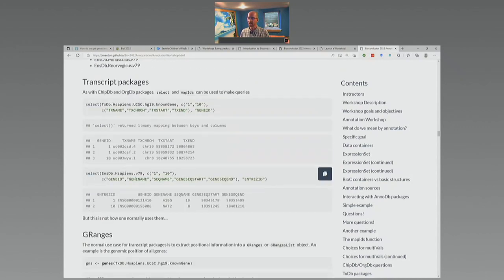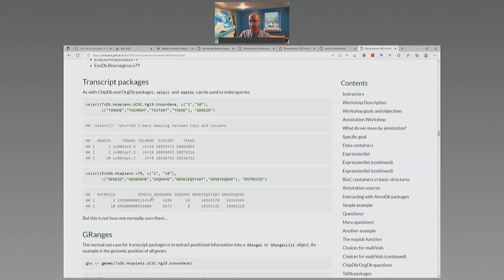So these things work very similar to how the OrgDB and the ChipDB packages work, in that you can use select on them, and you can use mapIDs on them. So you could do something like select 1 in 10, these values, and the gene ID. These are gene IDs, so we want to get the transcript start and the chromosome. And it'll spit out this data frame that's got the gene ID, the transcript ID, the chromosome, the start and the end. Same thing can happen with EnsembleDB.